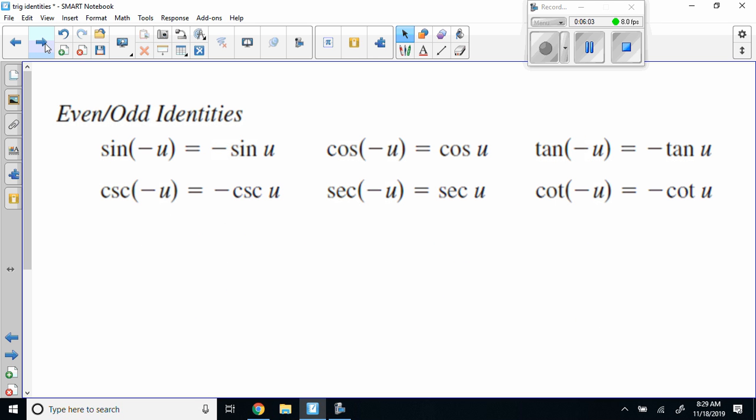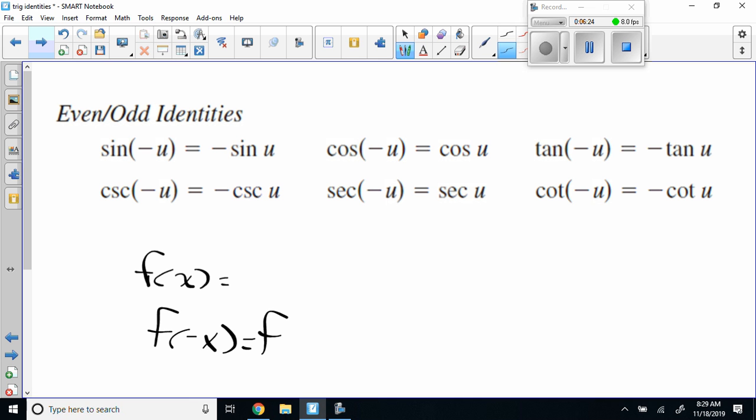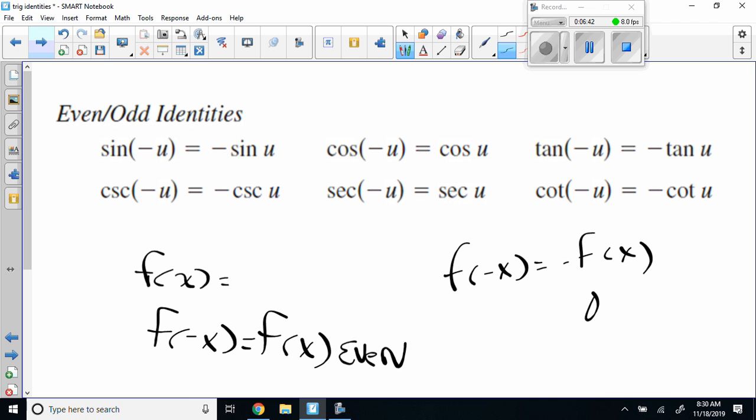Even and odd identities, even and odd. In Algebra 2, you learned this. If you got f of x equals something, right? If f of negative x equals f of x, then you have an even function. Okay. If you do, then you have an odd function.